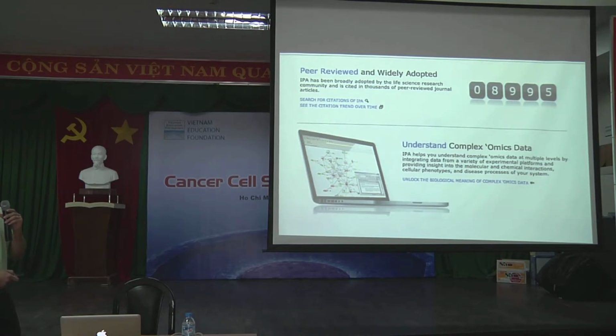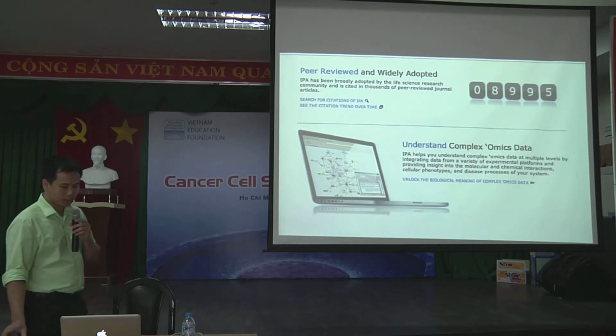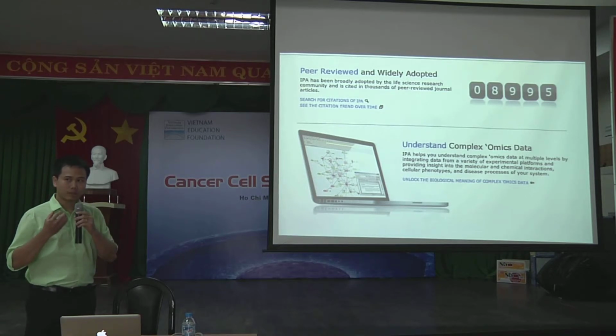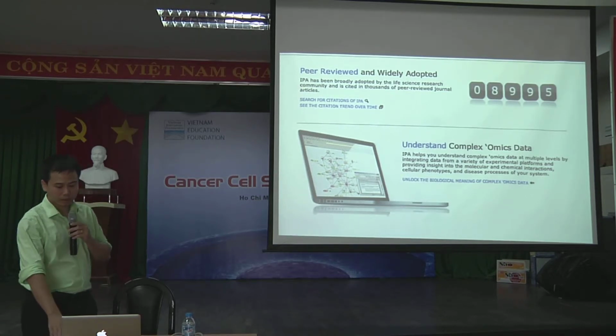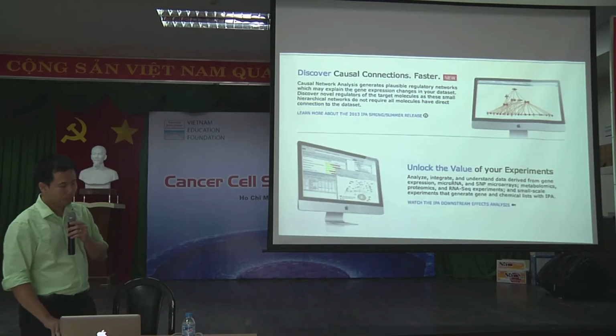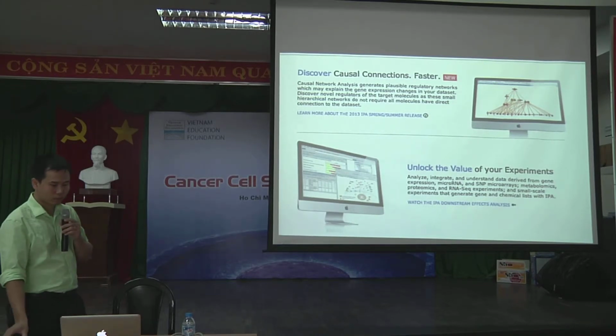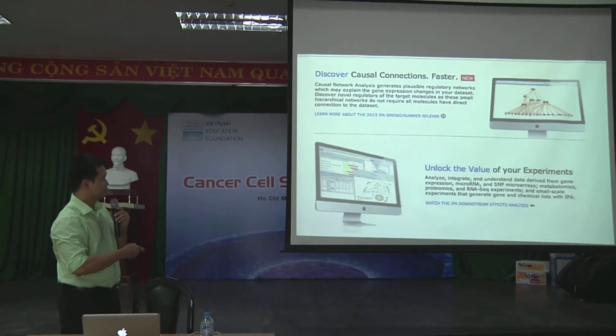And IPA, like I mentioned earlier, can simultaneously analyze multiple types of data. For example, genomics data, transcriptomics, proteomics, metabolomics data. So this is a very good tool for you to have a systematic view of what's going on in the cancer cells. And IPA can also help us to determine the causes of tumorigenesis or any kind of disease.